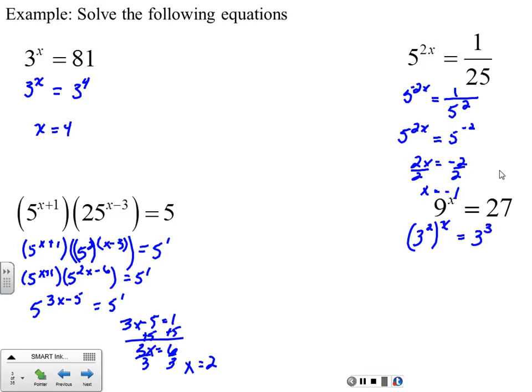So we have to simplify again. We have a power to a power. What do you do with the exponents? You multiply. Good. So we're going to have 3 to the 2x is equal to 3 to the third. And now you're ready to take those exponents, set them equal to each other, and you get x is equal to 3 halves. What do you think?